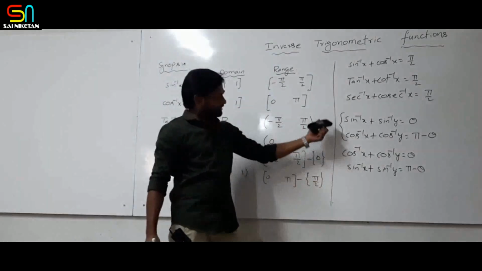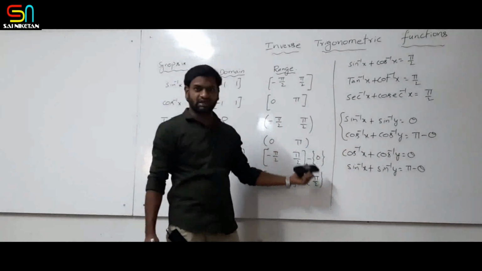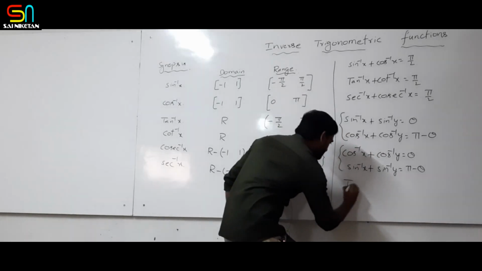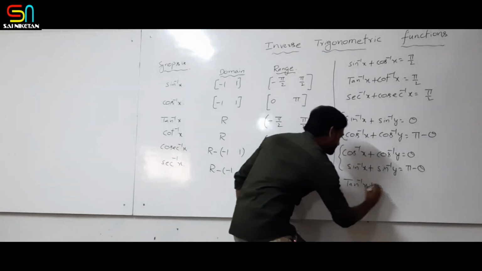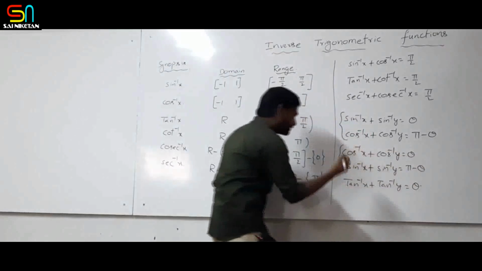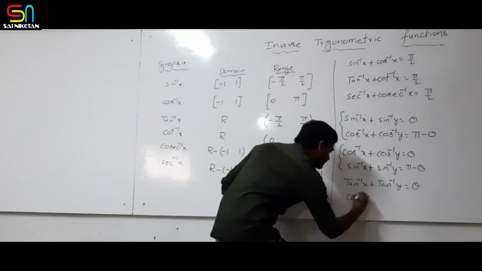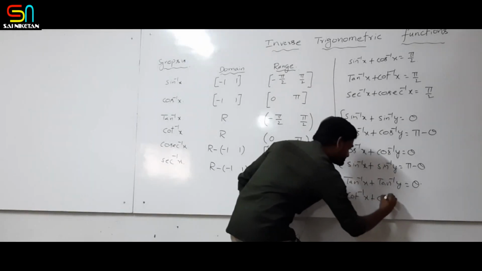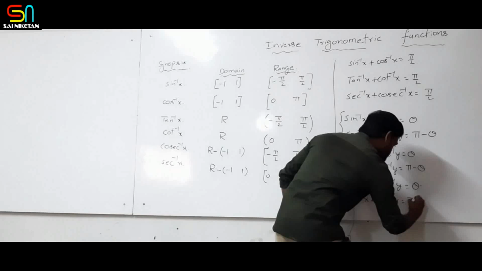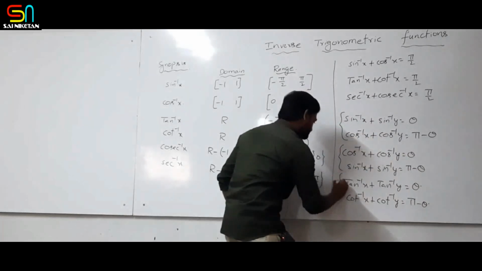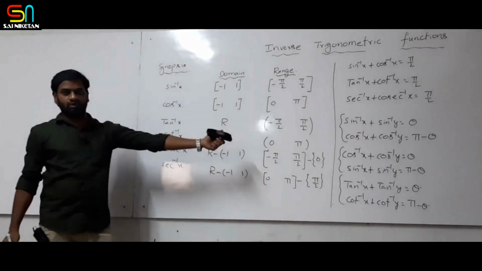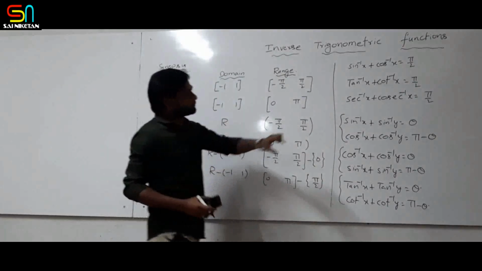In the same way, we can take tan inverse x plus tan inverse y. Suppose tan inverse x plus tan inverse y equal to theta. Then what is the value of cot inverse x plus cot inverse y? It is pi minus theta. In this way, we can write shortcut formulas. How to apply these formulas?